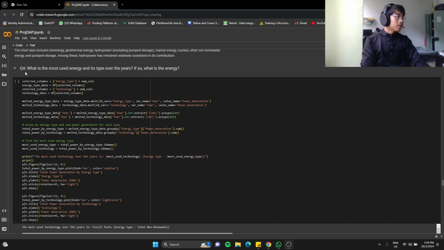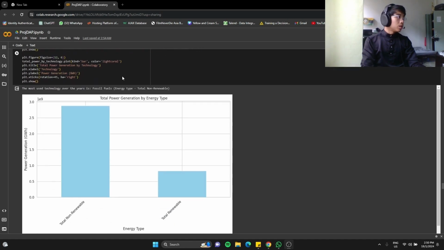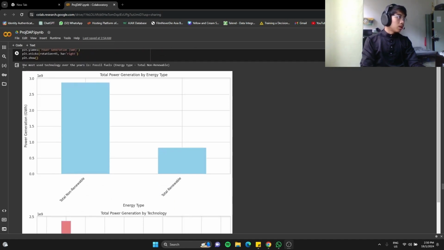The first question I will present is question 4 that we came up with, which is: what is the most used energy and its type over the years? If so, what is the energy? So here the answer is the most used technology over the years is fossil fuels, which has the energy type total non-renewable. Here we can see the chart, the comparison between total non-renewable and total renewable.